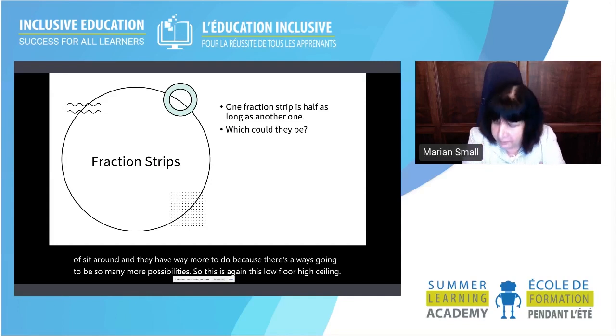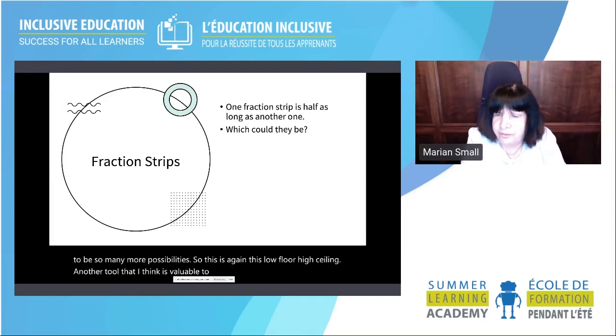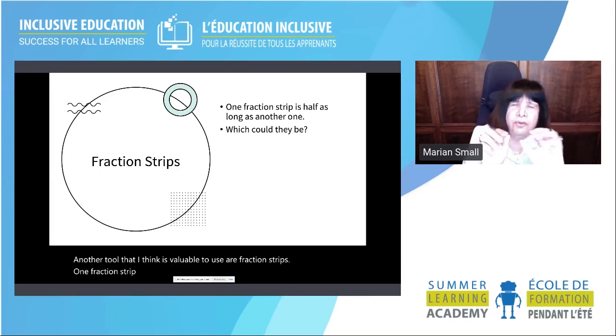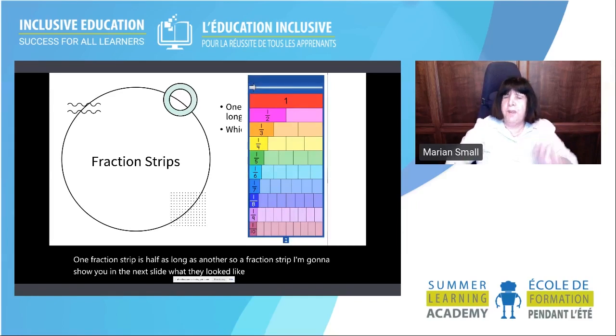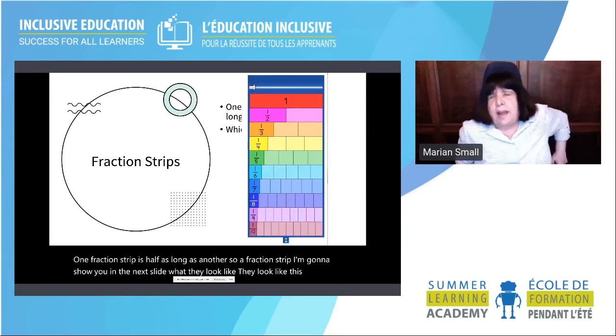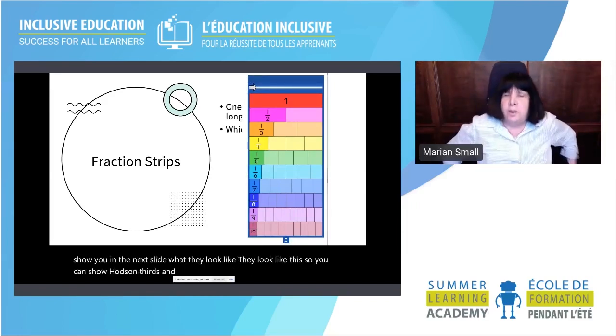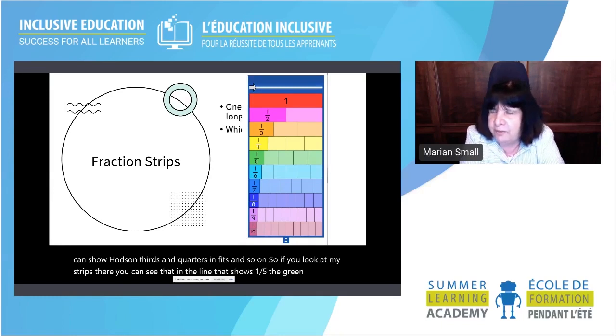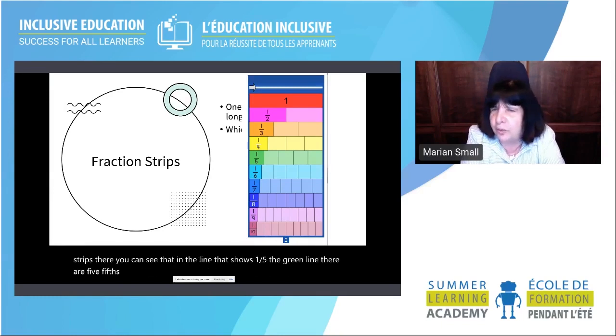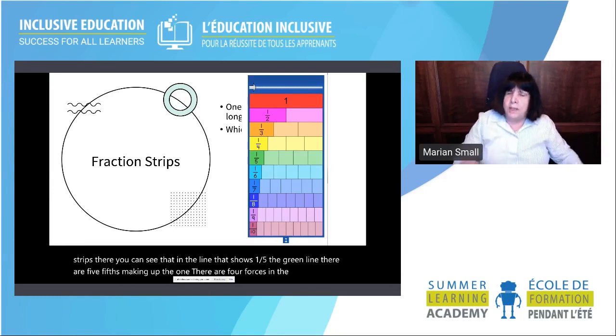Another tool that I think is valuable to use are fraction strips. One fraction strip is half as long as another. So a fraction strip, I'm going to show you on the next slide what they look like. They look like this. So you can show halves and thirds and quarters and fifths and so on. If you look at my strips there, you can see that in the line that shows 1/5, the green line, there are 5 fifths making up the 1. There are 4 fourths in the yellow line making up the 1.